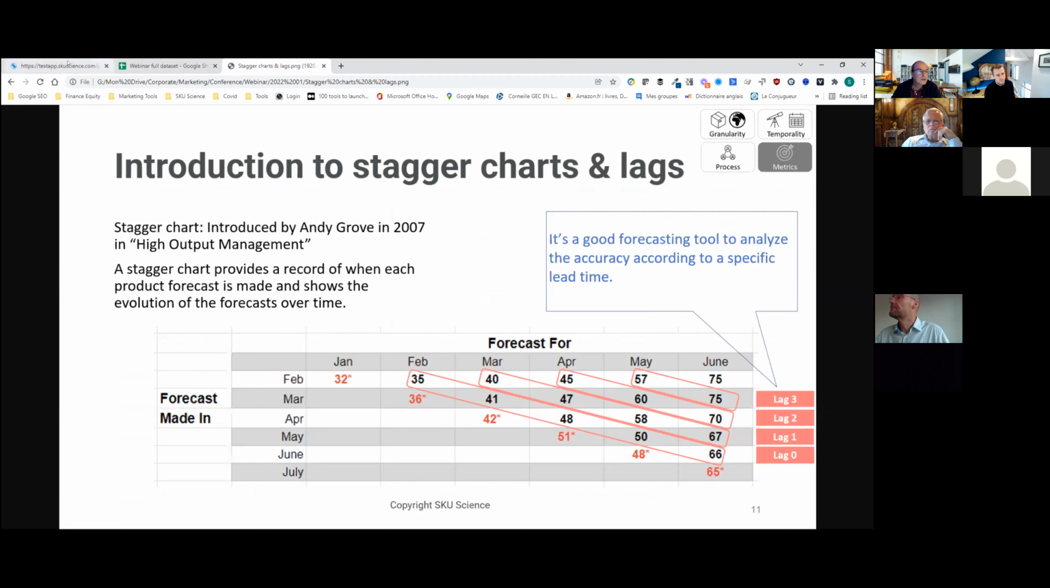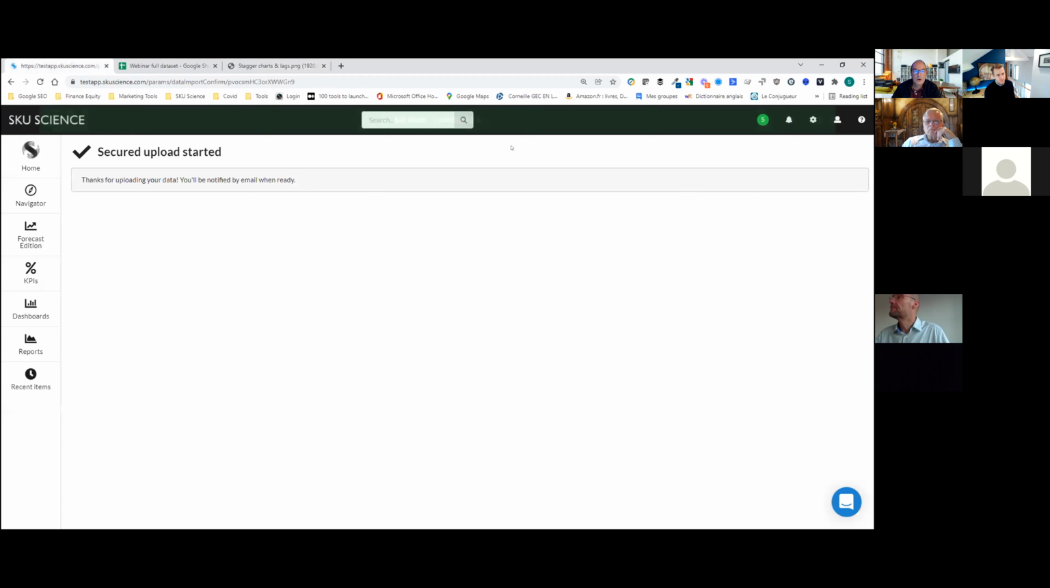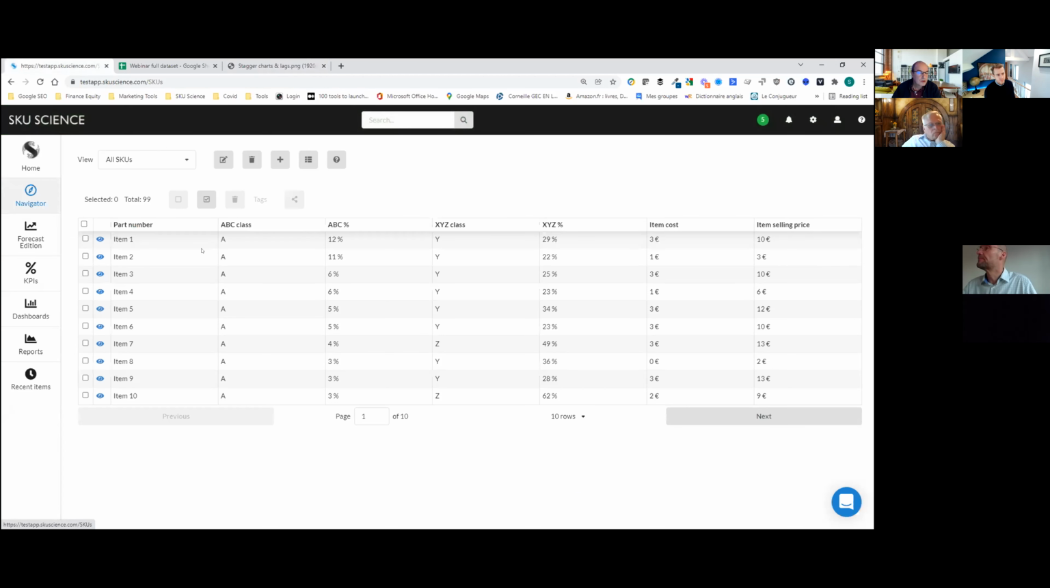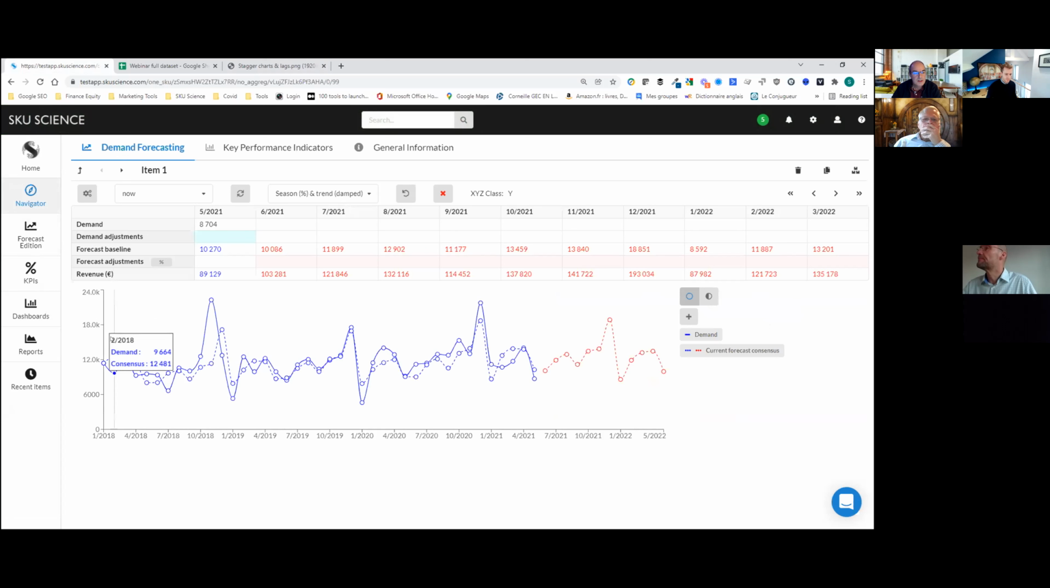Okay. So if I'm going back to the tool, we can see that the process is over. And if I log into the tool, I can see that I have 99 items that have been automatically uploaded based on the Excel spreadsheet. And you see that I already have some ABC computation and XYZ computation for every single element. If I click on one item, you can see that the blue dots are actually the data coming from my file.